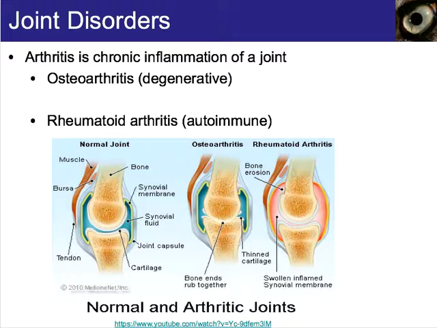Other joint disorders include arthritis, which is a chronic inflammation of a joint. Usually you see that in hands and feet. Then there's osteoarthritis, which is degenerative. That's when literally the bones are wearing away from the joint. And then you have rheumatoid arthritis, which is an autoimmune disease that attacks the tissues, the cartilage, and the tendons around different joints.